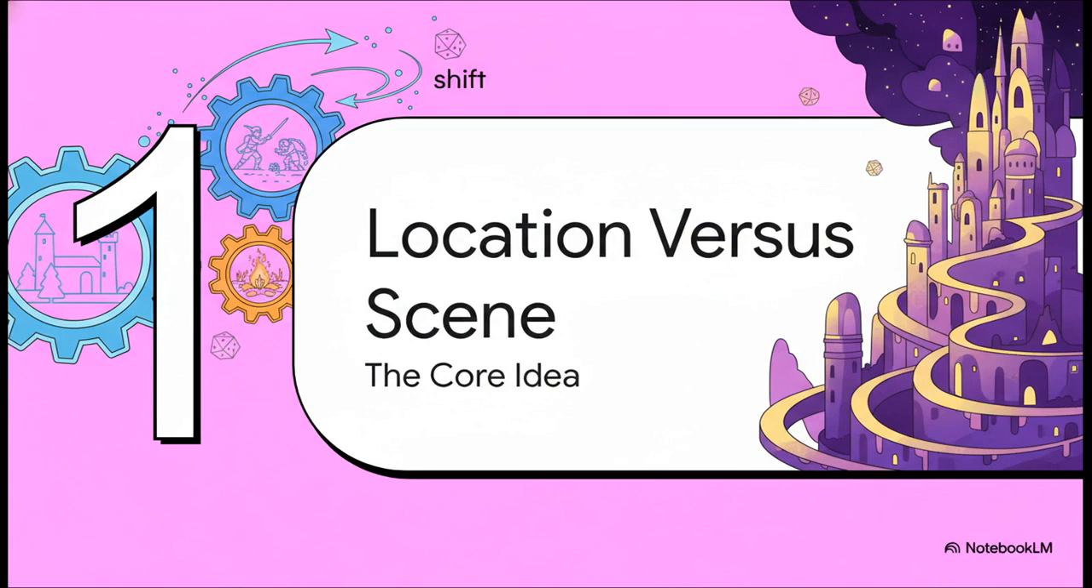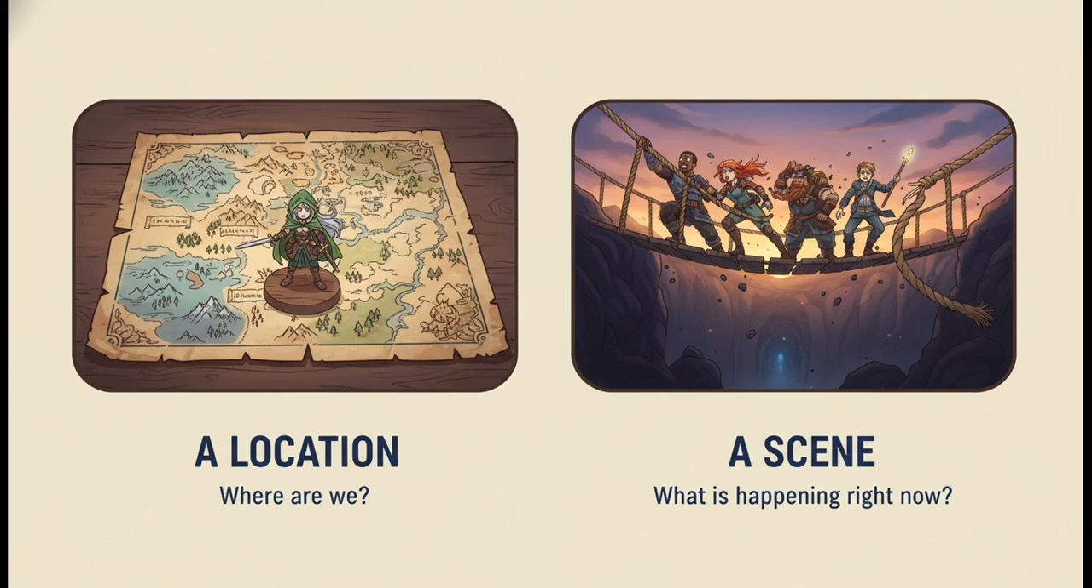What really is the difference between a location and a scene? It's a pretty simple shift in how you think about it, but I promise you, this is going to change everything about how you run your game. Think of it like this. A location is static. It's a backdrop. All it really does is answer the question, where are we?